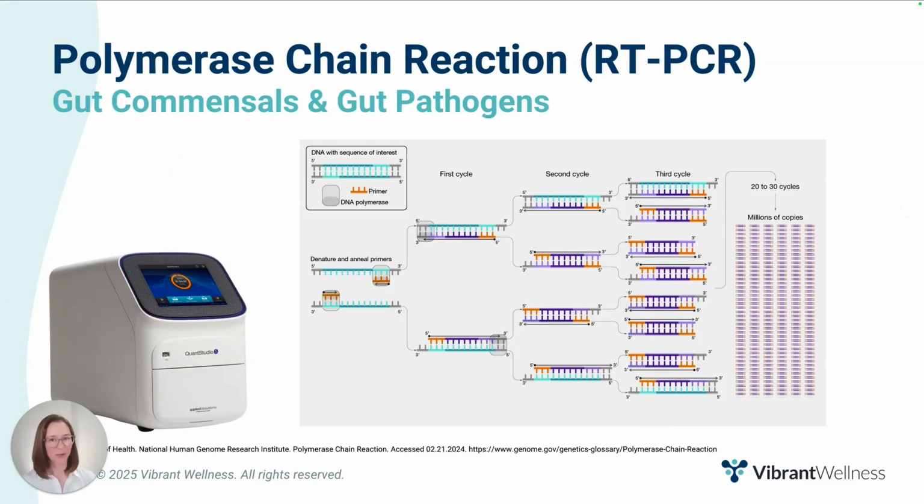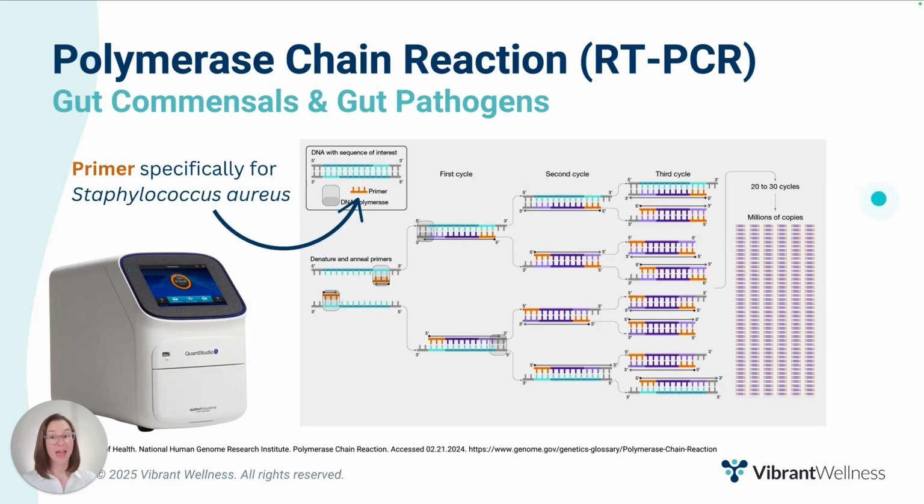Vibrant uses a real-time PCR machine for accurate identification of gut commensals and gut pathogens. Briefly, DNA is extracted and purified from stool samples. Then, we pair microbe genes with known complementary sequences called primers to identify which microbes are present. Primers are small fragments of single-stranded DNA or RNA designed to bind specifically to a single region of the microbe genome, allowing for precise amplification of the diagnostic target area.